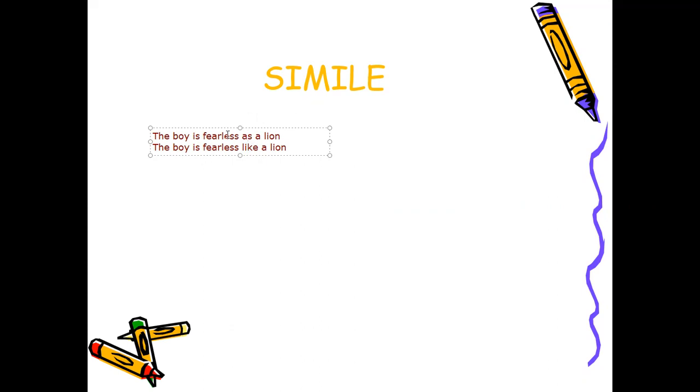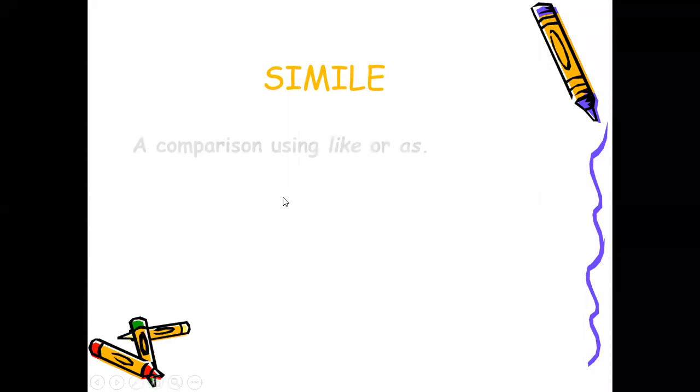So a simile compares the boy to the lion. Two things, using what or what? Using as, very good, or like, very good. So the simile is to compare how many things? Two things, very good. Using what or what? As or like, very, very good. Thank you very much, guys. As you can see here, a comparison using like or as.